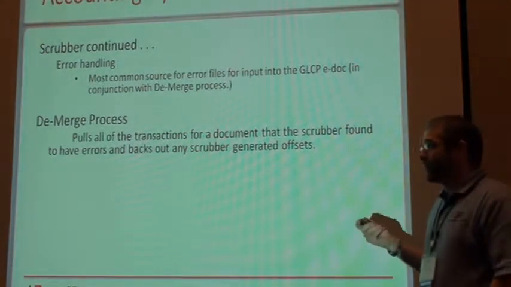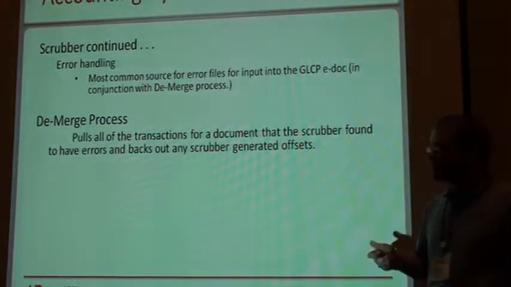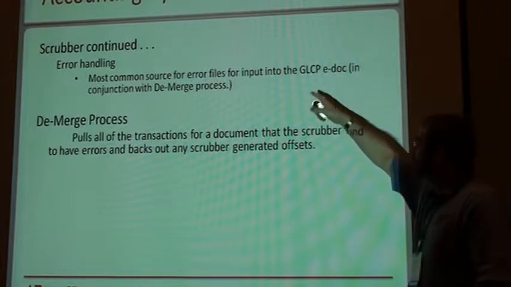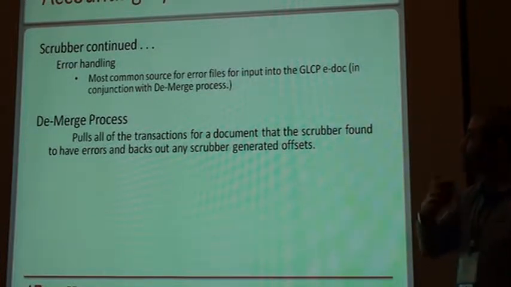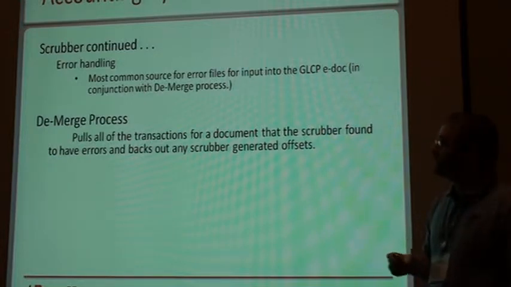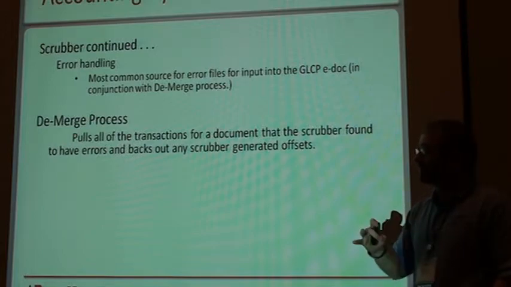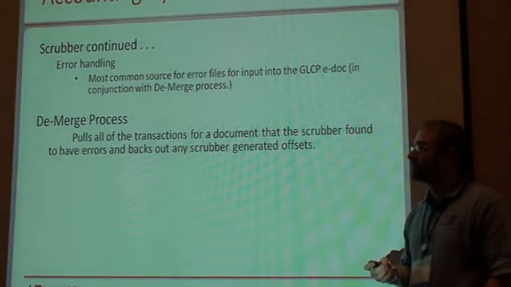And this is really the most common source for corrections directly into your GL using what we call the GLCP. It stands for the General Ledger Correction Process document, which I'll talk about in some detail in a minute. It's basically for handling these error files, passing them back in to the general ledger.